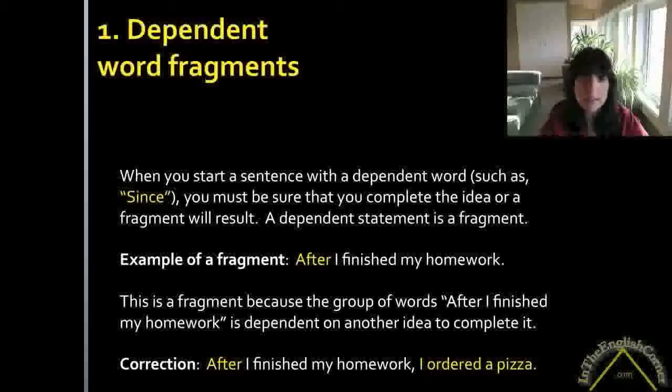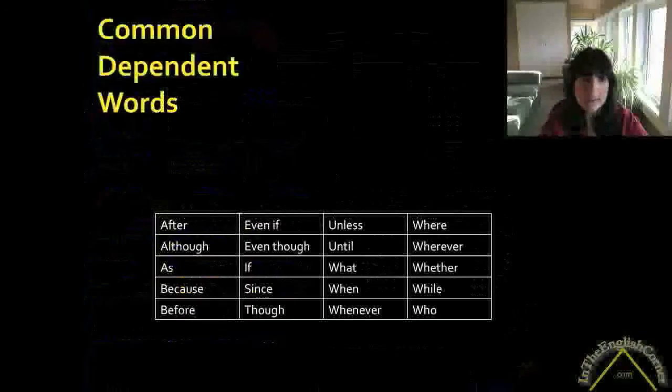When you start a sentence with a dependent word, such as since, you must be sure that you complete the idea or a fragment will result. A dependent statement is a fragment. Here is an example of a fragment. After I finished my homework. This example is a fragment because the group of words, after I finished my homework, is dependent on another idea to complete it. So to correct it, you might say, after I finished my homework, I ordered a pizza.